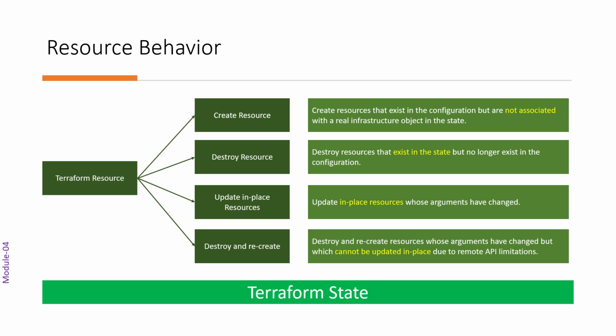For example, create resources: Terraform creates resources that exist in the configuration but are not associated with a real infrastructure object in the state. A simple example: let's say you have created the virtual machine now. The resource exists in your configuration file, it is there, but it is not there in your real infrastructure, in the sense that in your Azure cloud it is not available.